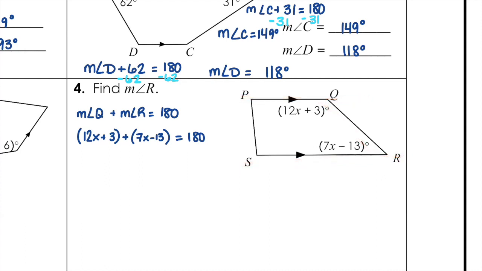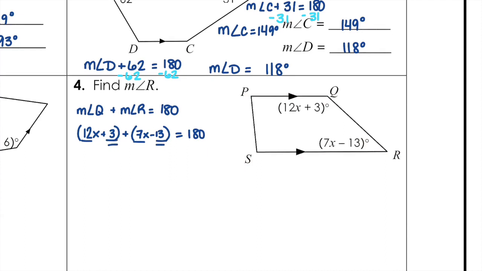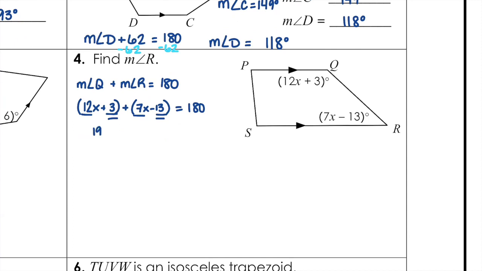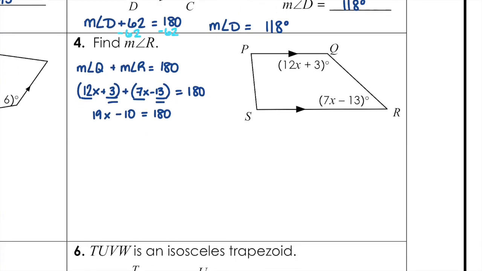All right, let's keep going. So we combine like terms. They must be parallel, yep. So 9x minus 10 equals 180. Add 10 to both sides.